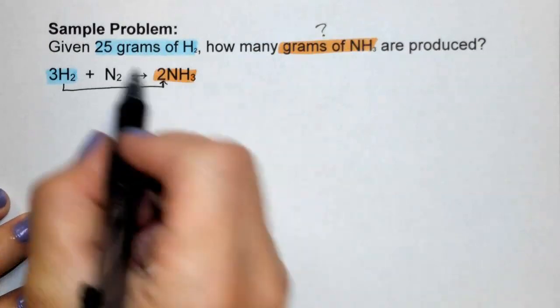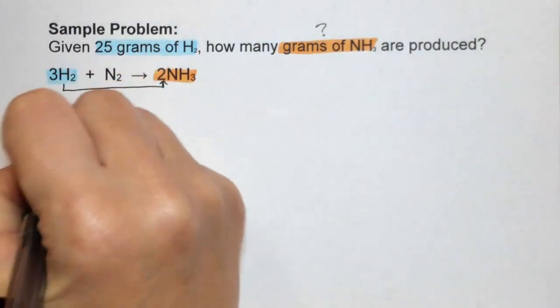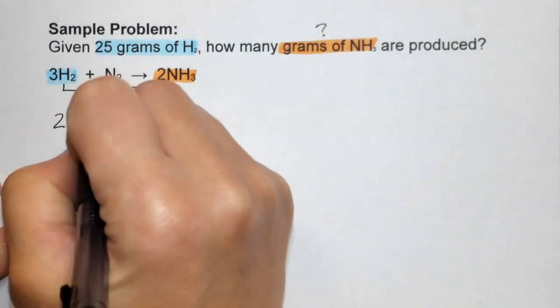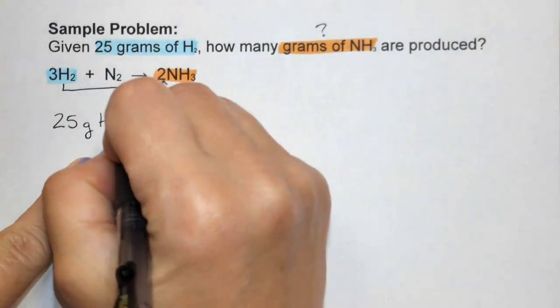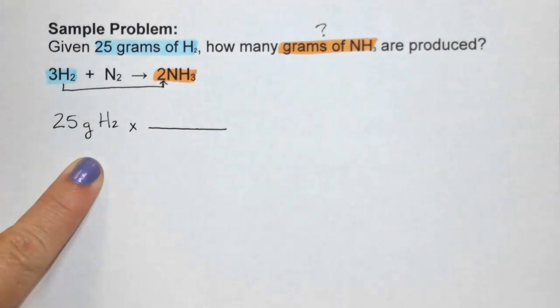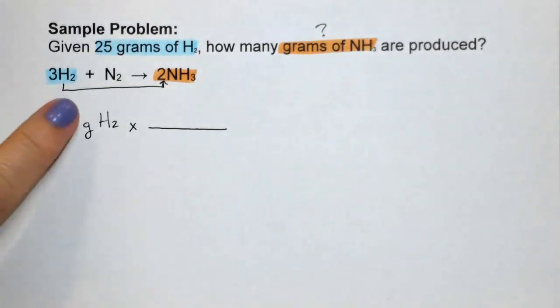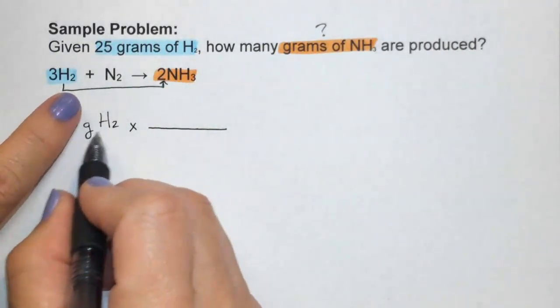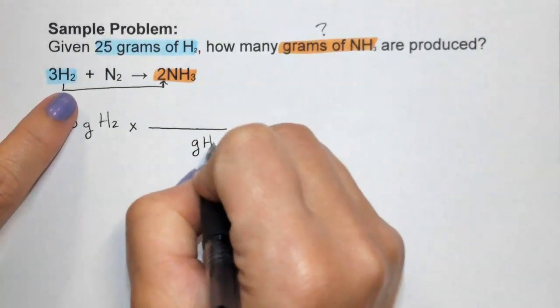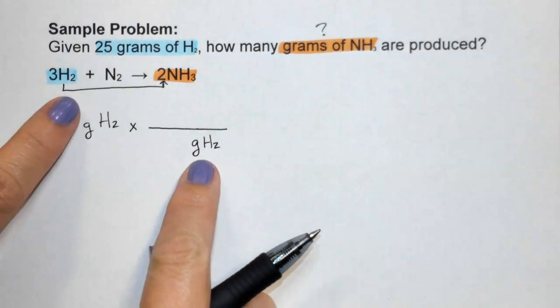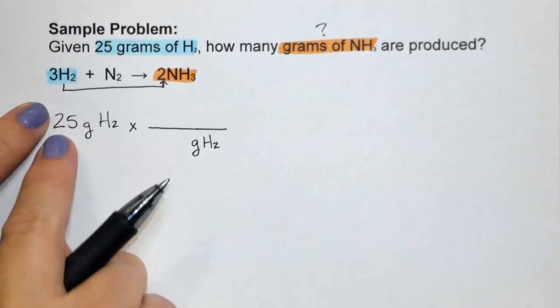So to start the problem, take your given 25 grams hydrogen, and we're just going to write it there, times, draw a line. For the next step, take the grams of hydrogen, not the number, and put it down at the bottom. Grams hydrogen is now down here at the bottom. We do not reuse numbers.